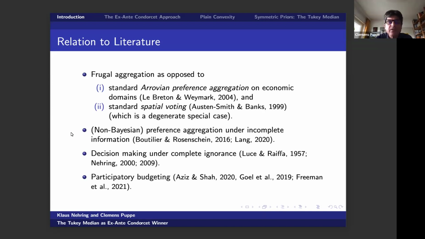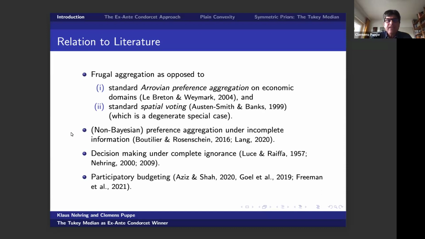So what is very important to realize is we are not doing Arrovian preference aggregation. Why not? And not even Arrovian preference aggregation on economic domains, right? Why not? Well, because of the specific epistemic assumption that the social evaluator has imprecise beliefs about the preferences.